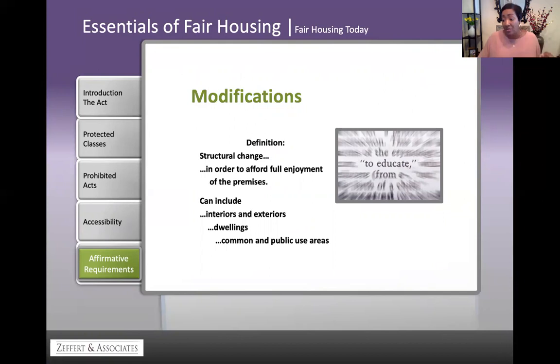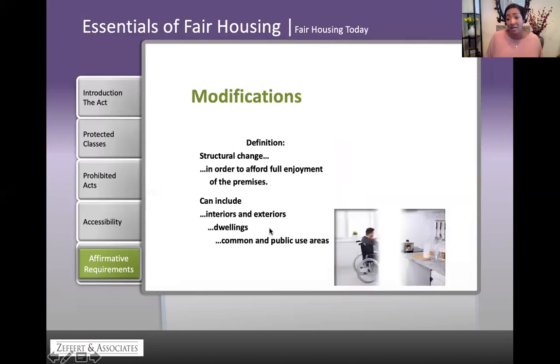All right, so we've already discussed reasonable accommodation. Now we're going to look at reasonable modification. That's the second affirmative requirement under the Fair Housing Act. The definition of modification speaks to a structural change in order to afford the full enjoyment of the premises. This is still about making sure that those with a disability have equal access. It can include interior and exterior dwellings, as well as common and public areas.